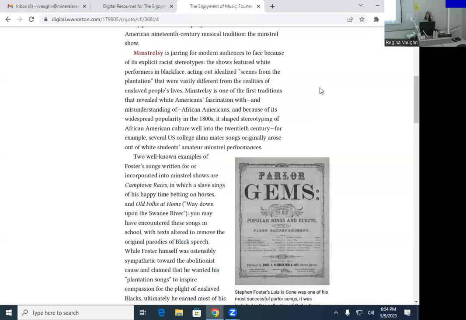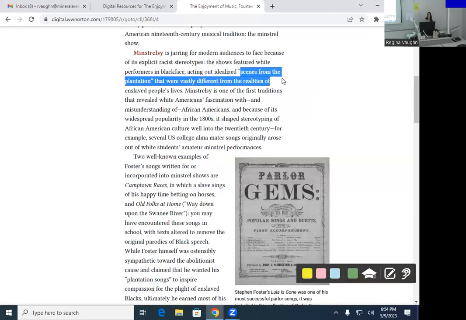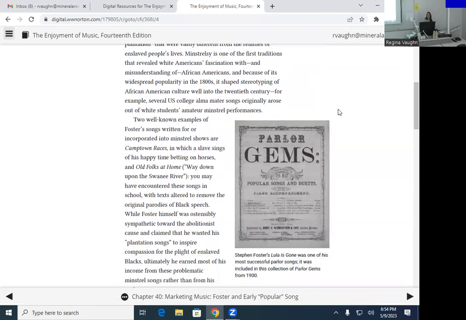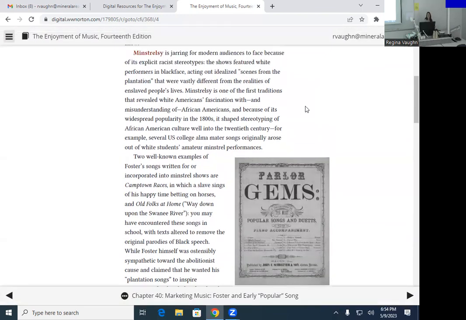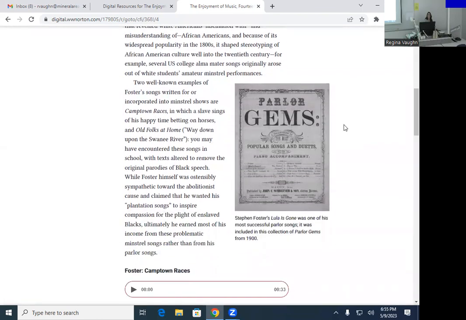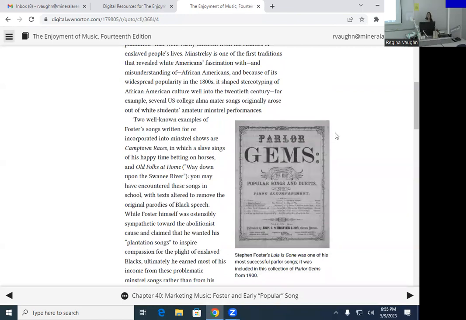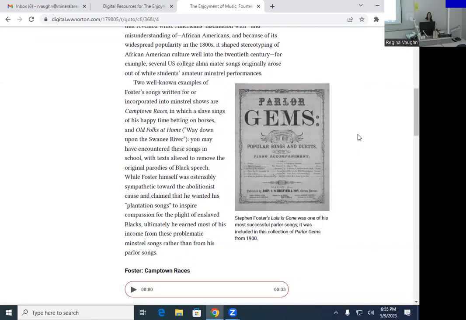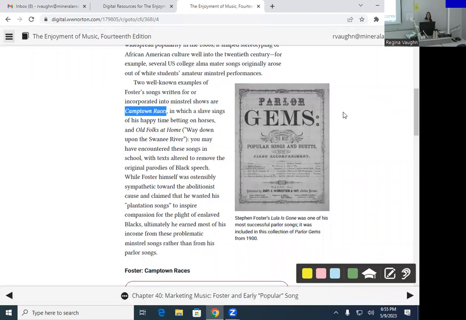The shows featured white performers in blackface, acting out idealized scenes from the plantation. And that was vastly different from what it was really like to be an enslaved person. Minstrelsy is one of the first traditions that revealed white Americans' fascination with and misunderstanding of African Americans. And because of its widespread popularity in the 1800s, it shaped stereotyping of African American culture well into the 20th century. Several U.S. college alma mater songs originally arose out of white students' amateur minstrel performances. Every college has a fight song, and some of those tunes come down from this time.